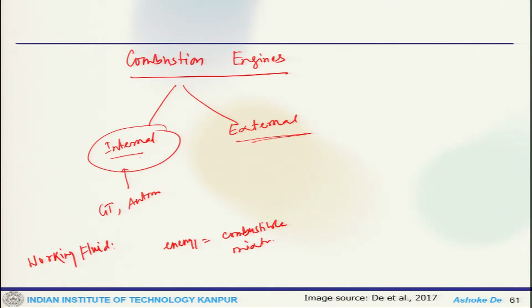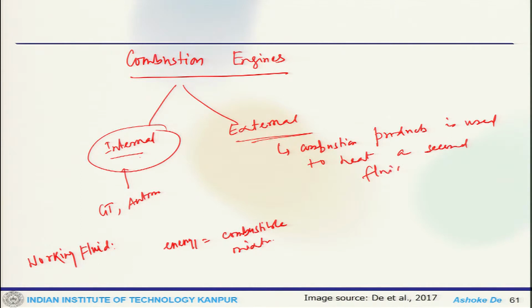And in an external combustion engine, the combustion products are used to heat a second fluid that acts as the working fluid. So, here the combustion products are used to heat a second fluid that acts as the working fluid. Okay. So, that is the basic difference.